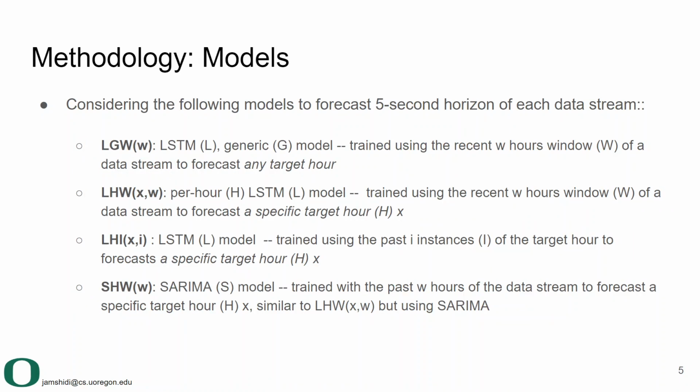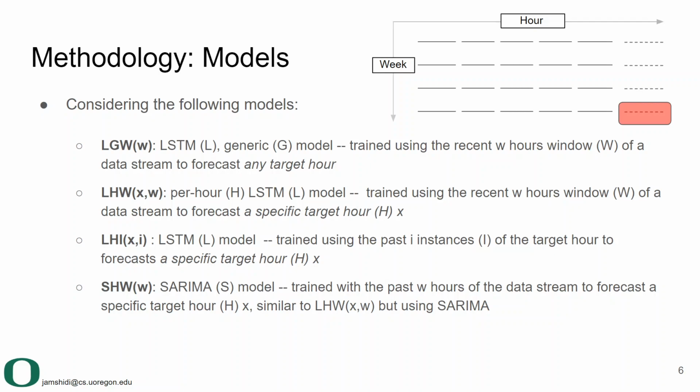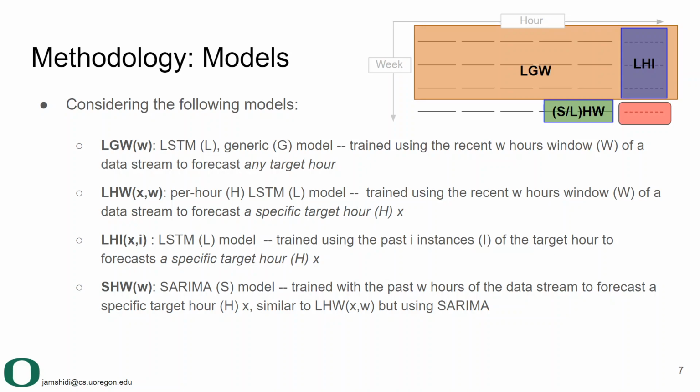We consider 4 different models in this study. Each of these models is expected to forecast the next 5-second horizon of data, and these models are cast to show different scenarios. If you consider the plot on the top right side of this slide, with the hour on the x-axis and the week on the y-axis, and we want to predict data on the target hour, shown by the red rectangle, we have different ways to cast these models. We can leverage the LGW model, which is our generic model, trained on prior days and prior weeks of the data, and it's used to predict any target hour.